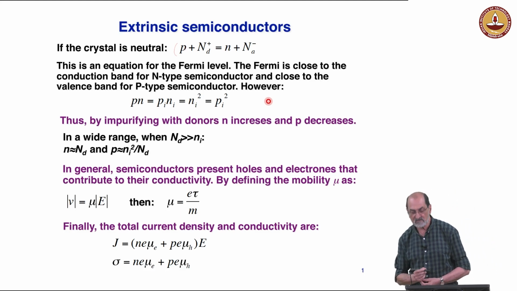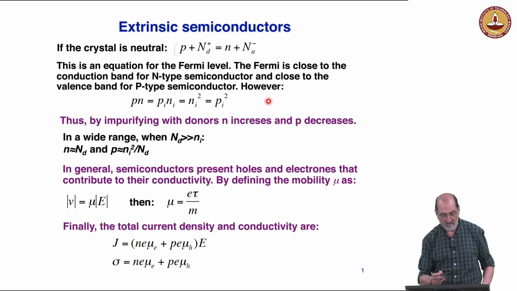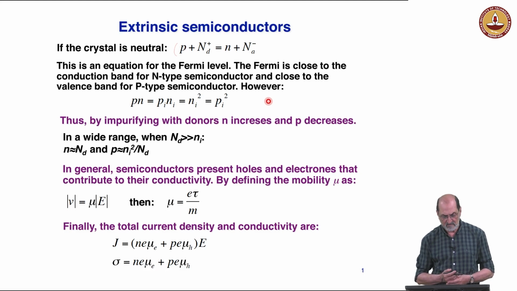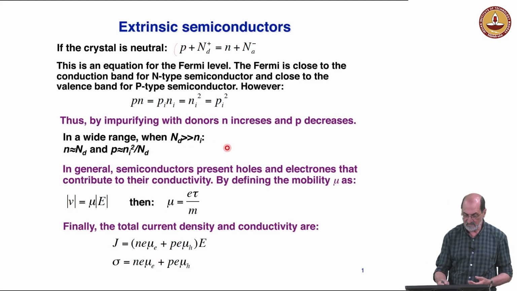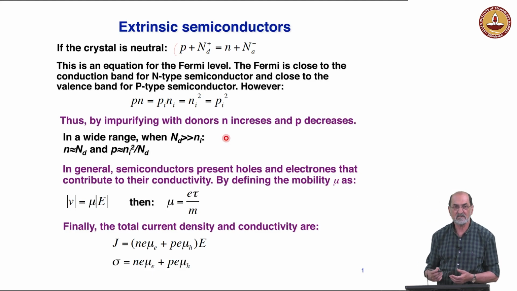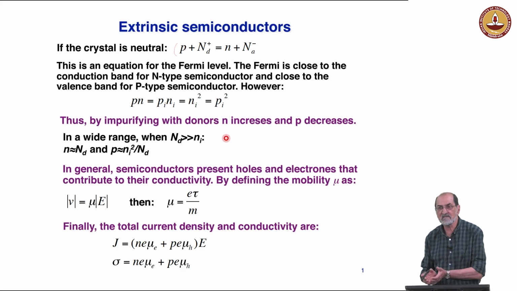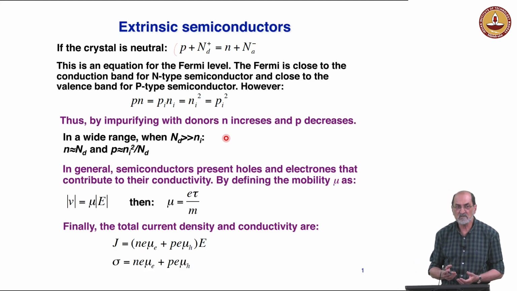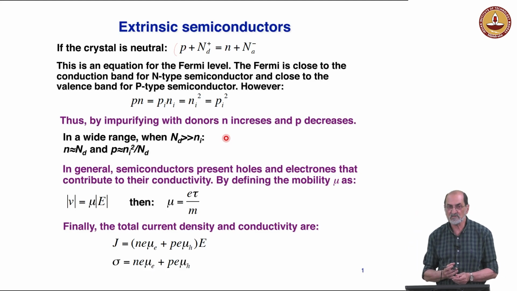Typically, people working in electronics deal with n-type or p-type semiconductors, and they dope the crystal with one or the other of the dopants. For example, to have an n-type semiconductor, we need Nd to be much larger than Ni. The dopant density has to be much larger than the intrinsic density of electrons. If that were not the case, we would have almost an intrinsic semiconductor. So Nd, the density of dopants, has to be much larger than the density of intrinsic electrons.